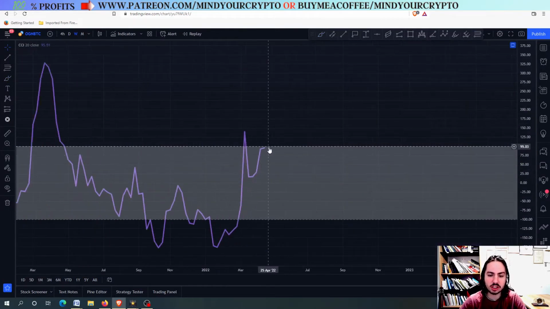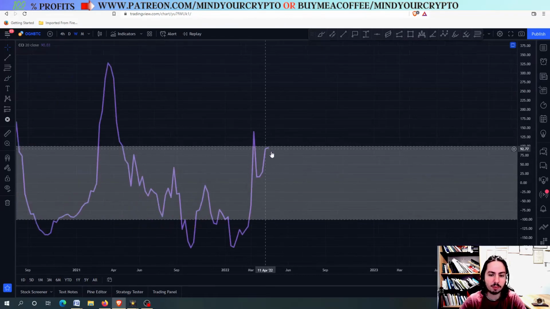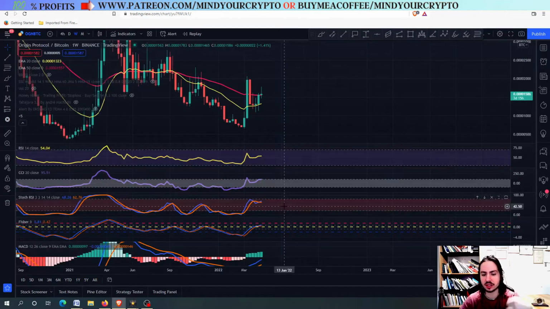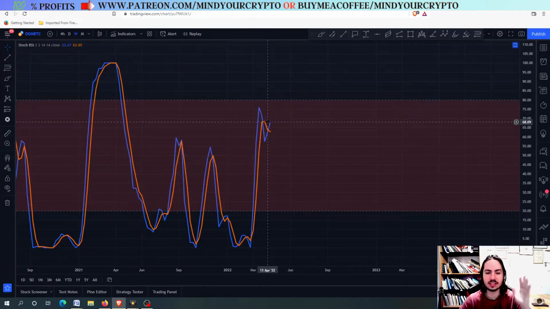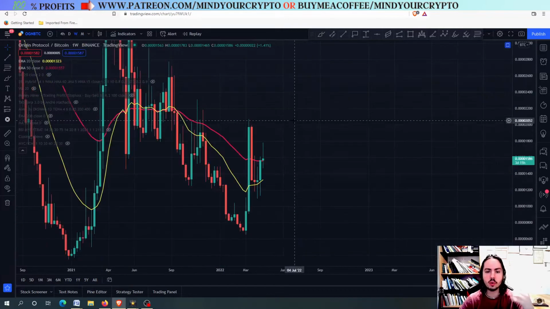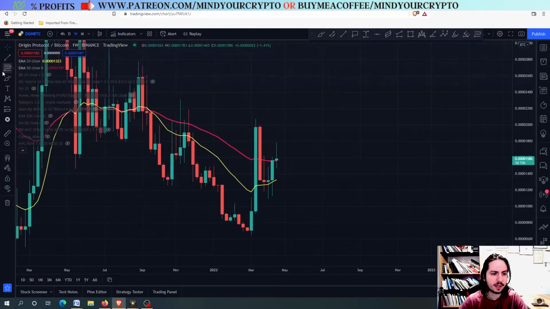However, for the commodity channel index, we do not have a crazy overbought situation yet, but we want to see it going above the 100 as well. Stochastic RSI is okay, mediocre, not in an overbought, not in an oversold. So we are holding good, we are holding pretty fine.